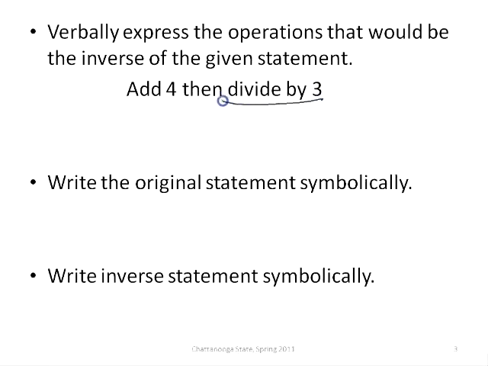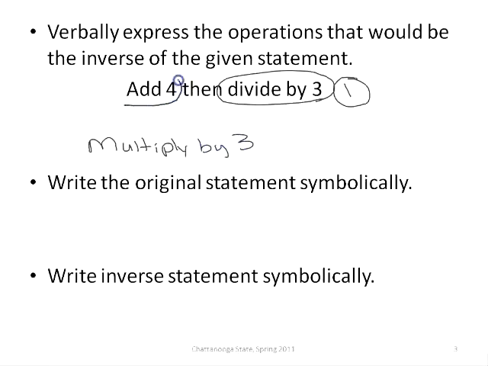unwrap would be the last part that you did. So the first step in the unwrapping is to unwrap the division by 3. The inverse operation for division by 3 would be multiply by 3. Then you would undo the adding 4 as your second step. So to undo adding 4, you would subtract 4.